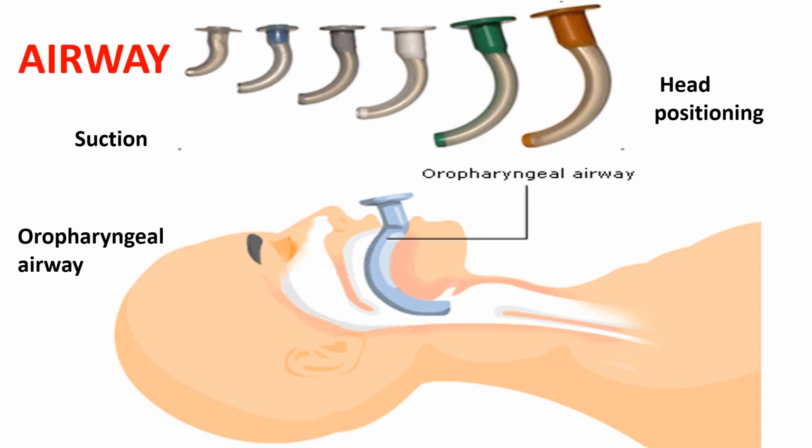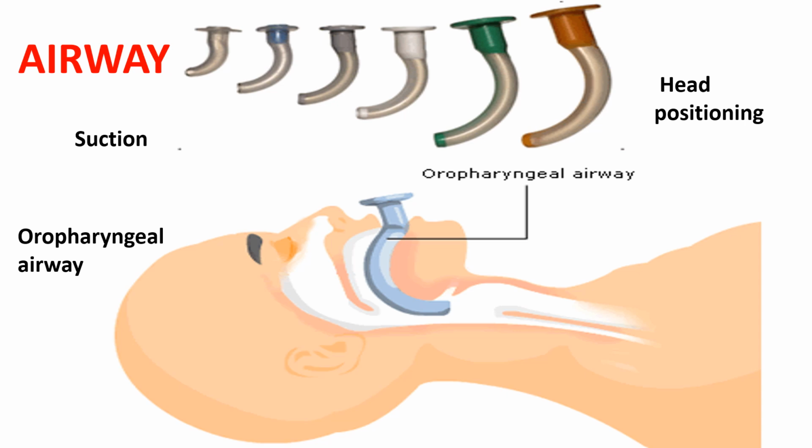Here are some actions to take on the airway. The first one is head positioning. Ensure you use jaw thrust maneuver or even head tilt chin lift maneuver to position the head and to ensure that the airway is patent. If it's a neonate or an infant, ensure the head is in neutral position, and if it's a bigger child, ensure the head is in sniffing position.